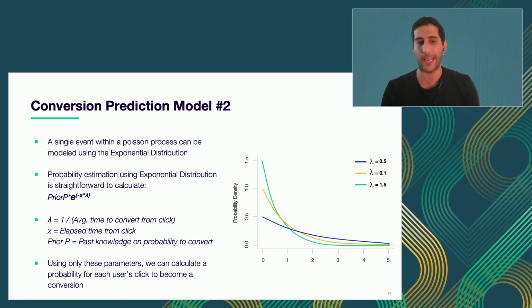First parameter is lambda, which is just 1 over the average time to convert from a click. The X is the elapsed time since the click. And the prior P is our past knowledge on the probability to convert. Using only these parameters, we can actually calculate a probability for each user's click to actually become a conversion.